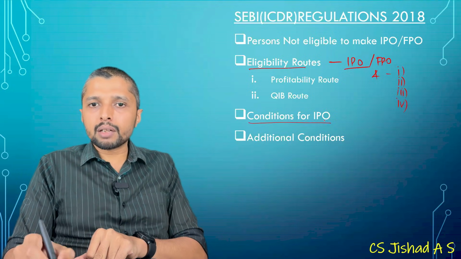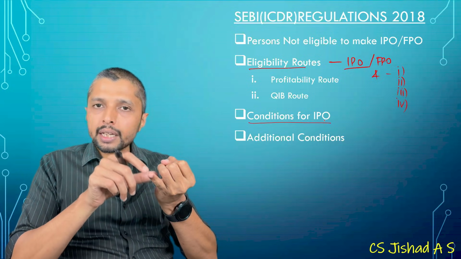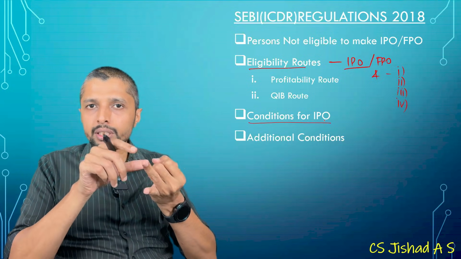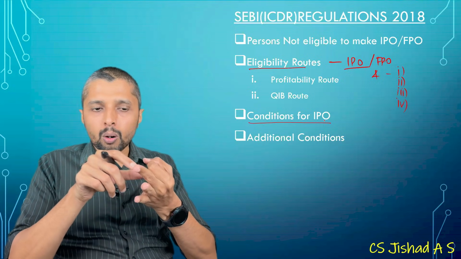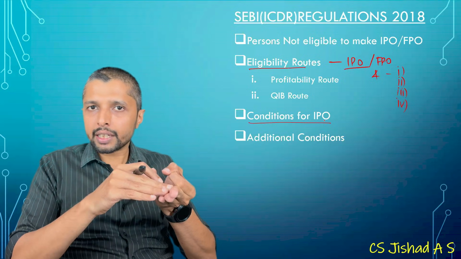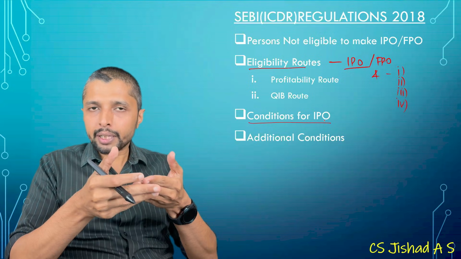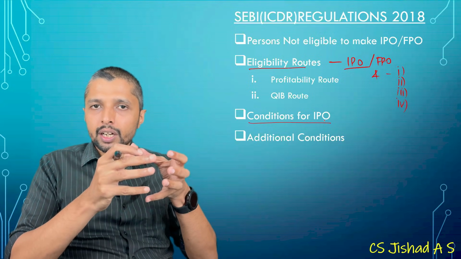Then if you are doing an IPO, the conditions are: you have to make an agreement with the stock exchange and with the depositories. Then all the existing shares should be dematerialized. Then partly paid up shares to be made fully paid up, etc. These are the general conditions.